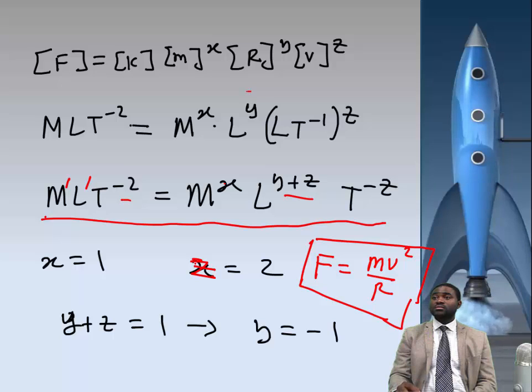Yes, please. How did you go from the line above the red line to this one? Deriving the equation. This stayed the same, right? Here, L is raised to the power y. Here, L is raised to the power z. When you are multiplying two terms with the same base, what do you do to their powers? You add their powers. Right. That's how I got this.